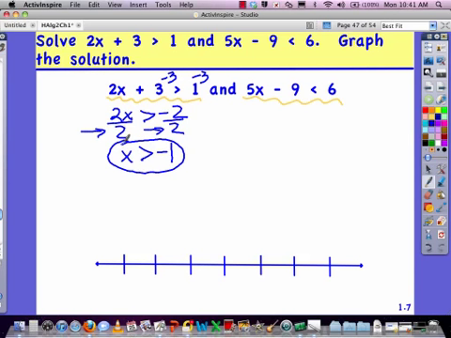Go to our second. Looks like we need to get rid of a subtract 9 with an add 9. Leaves us 5x is less than 15. Undo the times by 5 with a divide by 5.